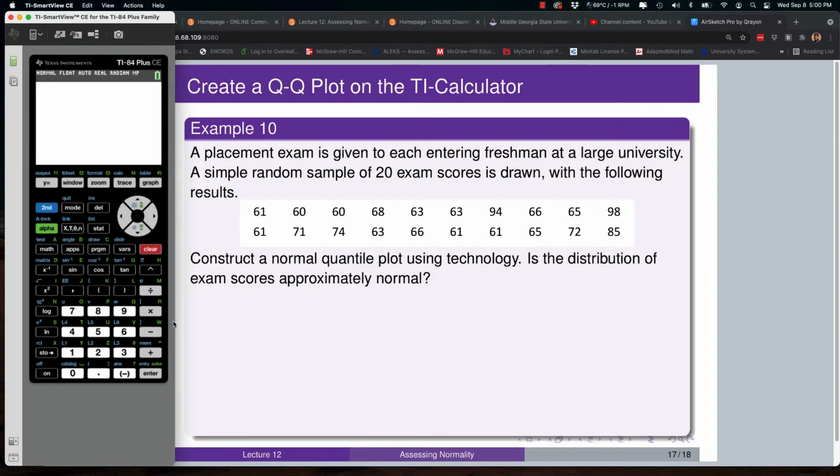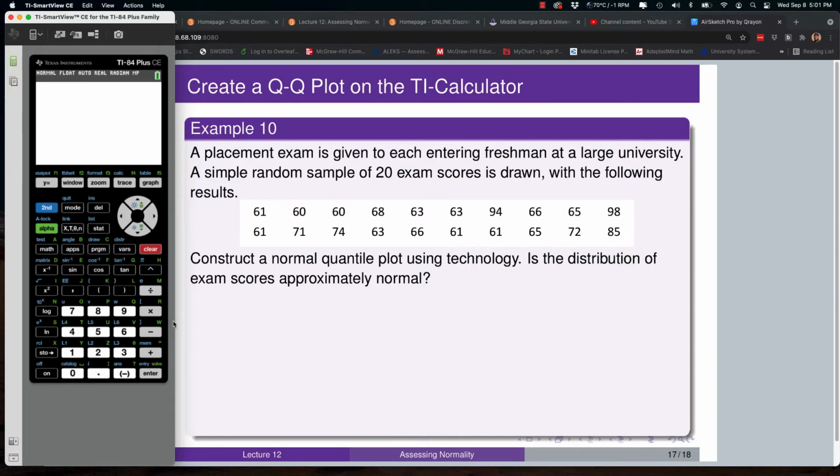So, example 10. A placement exam is given to each entering freshman at a large university. A simple random sample of 20 exam scores is drawn with the following results. We're going to construct a normal quantile plot, also known as a QQ plot, using technology. Is the distribution of exam scores approximately normal? Well, let's take a look at it.